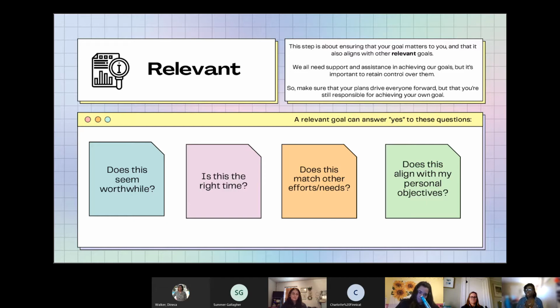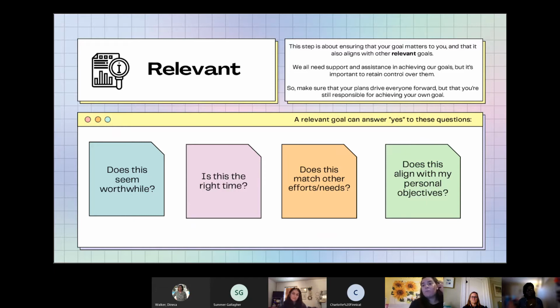So a relevant goal is going to be able to say yes to these types of questions, like, does this seem worthwhile? Is this the right time? Does this match other efforts or needs? Or does this align with personal objectives? So if you can answer yes to these questions in relation to other goals that you have or things that are relevant to you at the time, then it's relevant.